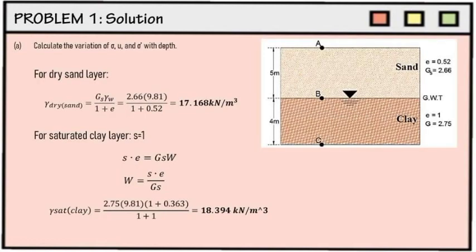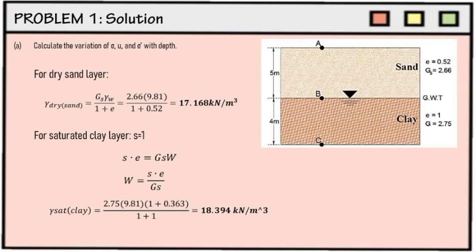So here's our diagram. We have here 5 meters in the upper side and 4 meters in the lower side, and we have our e equals 0.52 for the sand, and Gs equals 2.66. For the clay, we have e equals 1 and Gs equals 2.75.